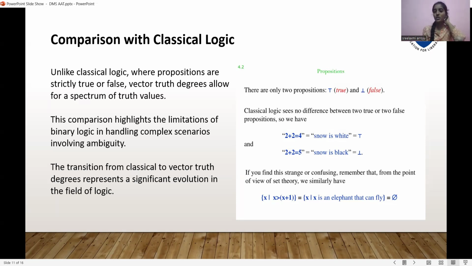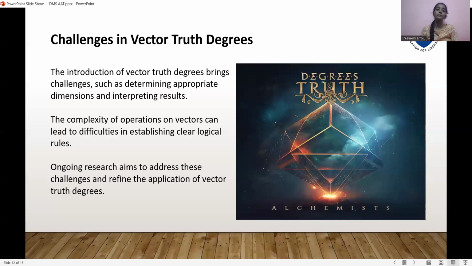Propositions. There are only two propositions, true and false. Classical logic sees no difference between two false propositions. So we have: 2 plus 2 is equal to 4, snow is white, equals true. 2 plus 2 is equal to 4, snow is black, equals false. If you find this strange or confusing, remember that from the point of view of set theory, we similarly have x such that x plus 1 is equal to x, and x is an elephant that can fly, that is none.